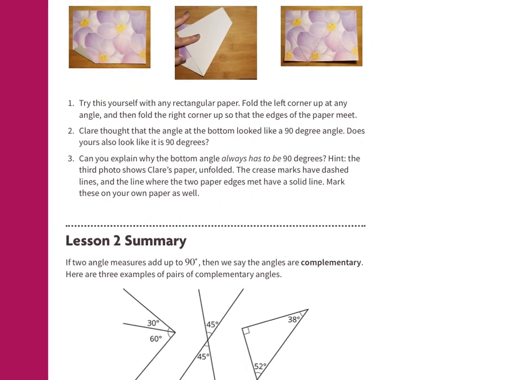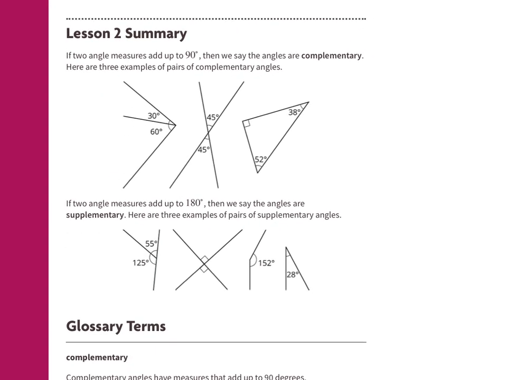All right, and that's it. So let's look at the summary. If two angle measures add up to 90 degrees, then we say these angles are complementary. Here are 3 examples of complementary angles. So we see here, 30 plus 60 is 90, 45 plus 45 is 90, and 38 plus 52 is 90. So those are all complementary angles because they add up to 90 degrees, okay?